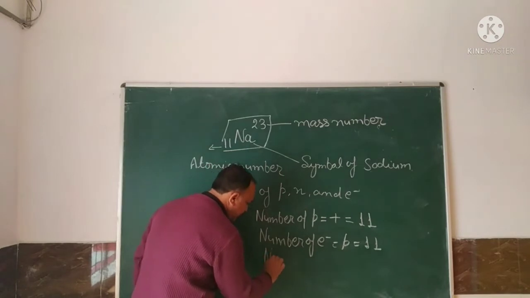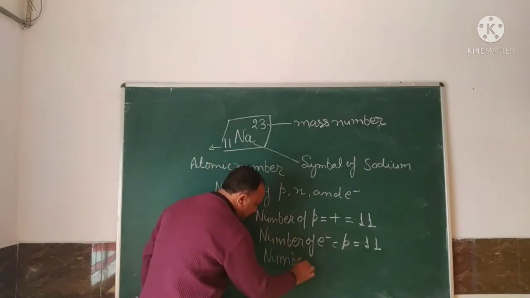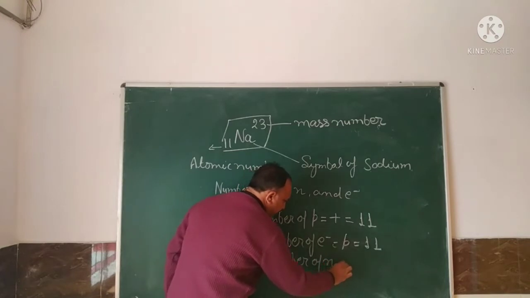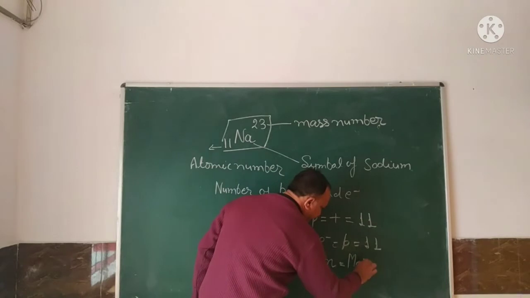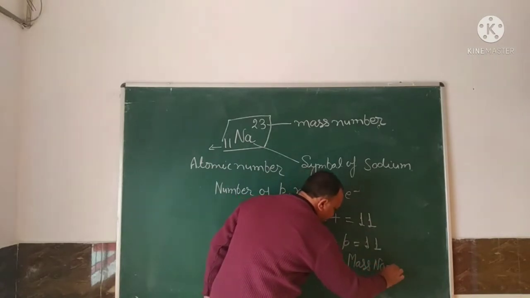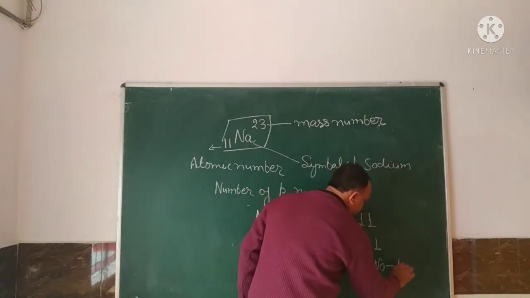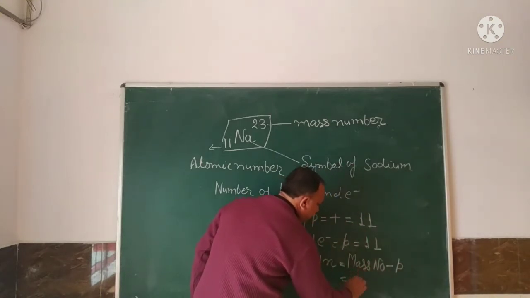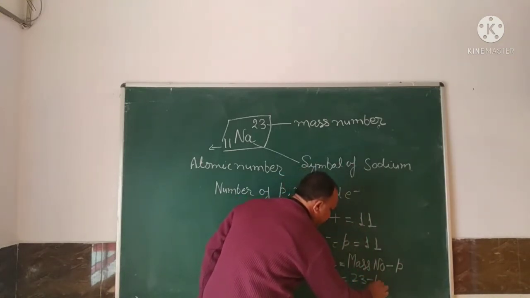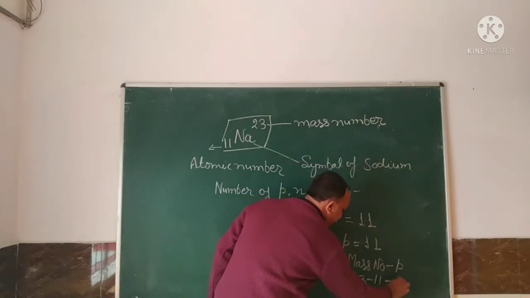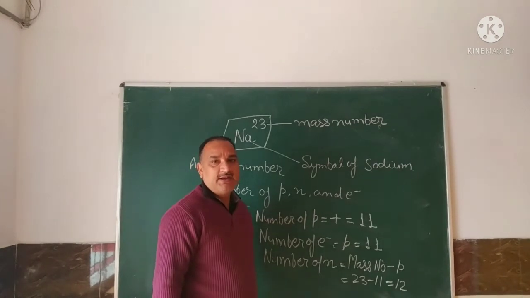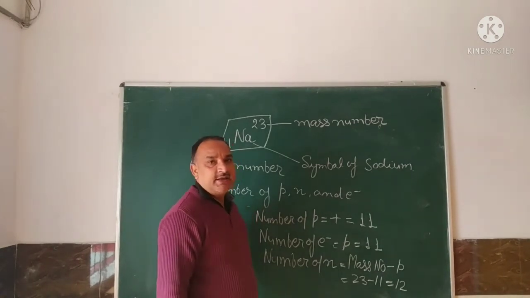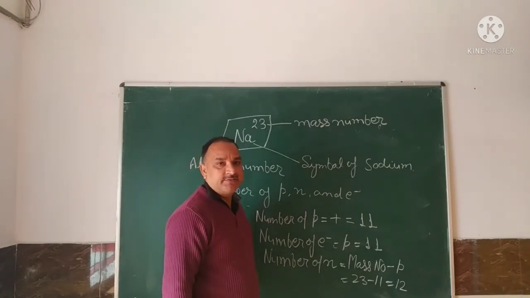Now the number of neutrons will be equal to the mass number minus the number of protons. That becomes 23 minus 11, that becomes 12. So in this way, we are able to find out the number of electrons, protons, and neutrons in a given element with the help of the atomic number as well as the mass number.